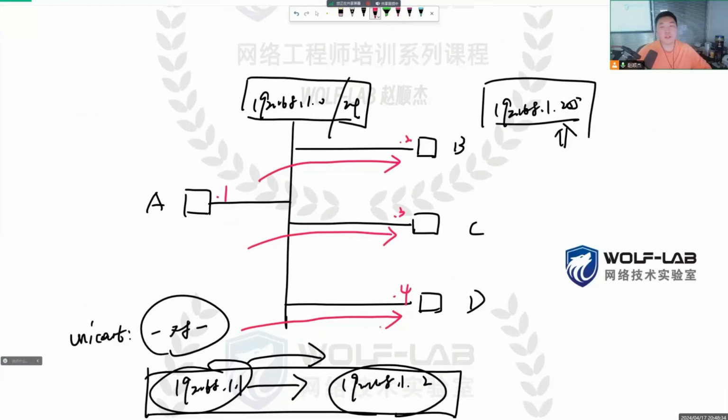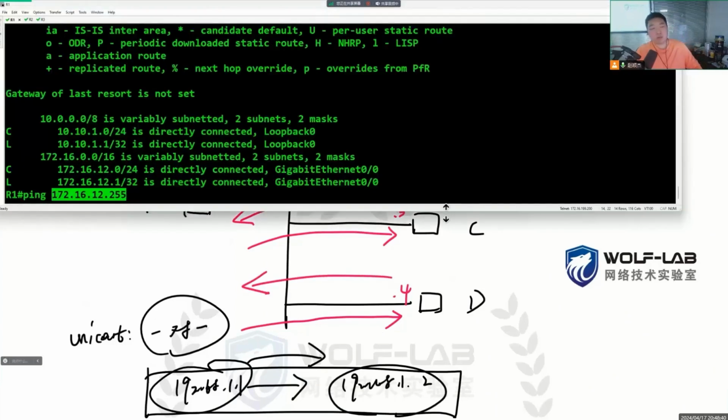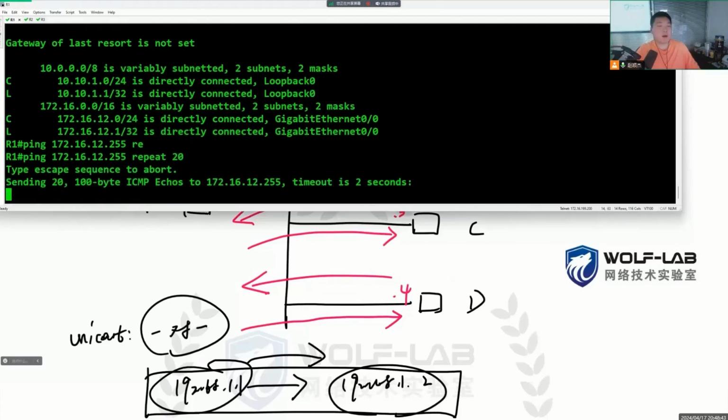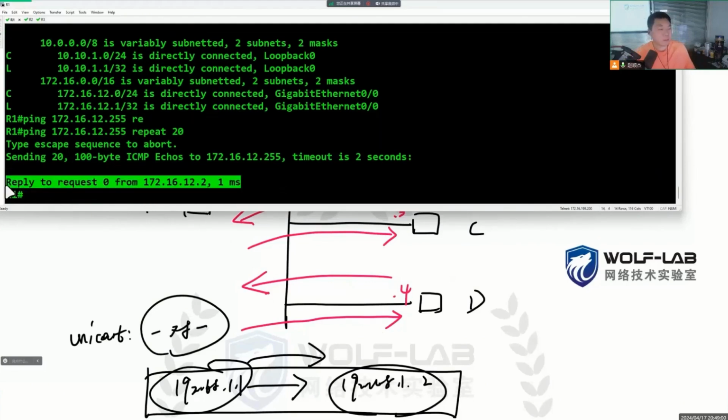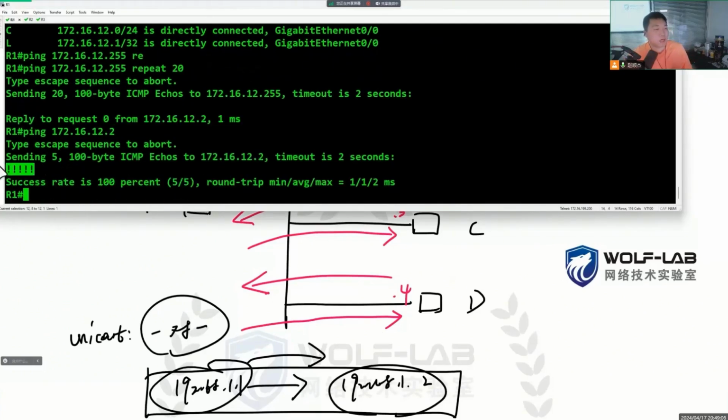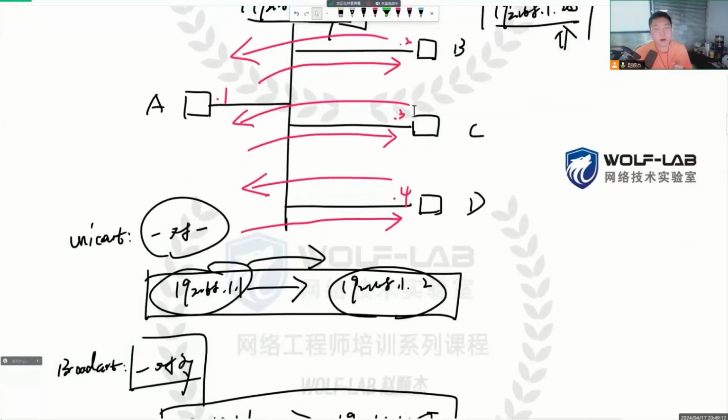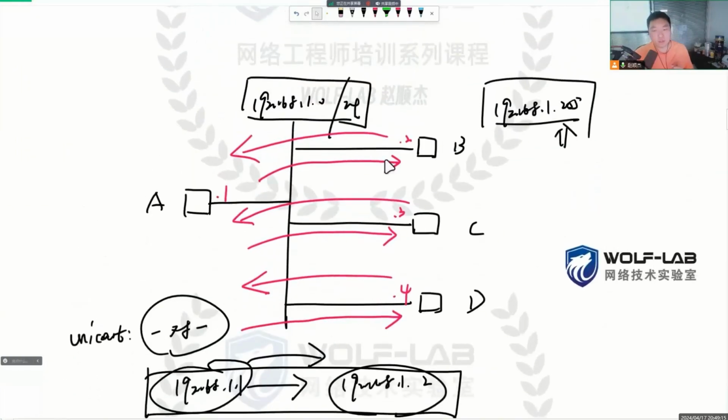Then, what to do after receiving the broadcast packet? B can reply, C can reply, D can reply. So when we ping this, for example, repeating 20 packets, the reply is different from our normal ping. How does a normal ping reply? With exclamation marks, isn't it? But now, when we ping this, it's not like our normal unicast ping with exclamation marks. Instead, who replied to our message is displayed. Because all hosts in our entire network segment can receive this packet, when they reply, we will have a message displayed here showing who replied to me. This is a one-to-many broadcast.